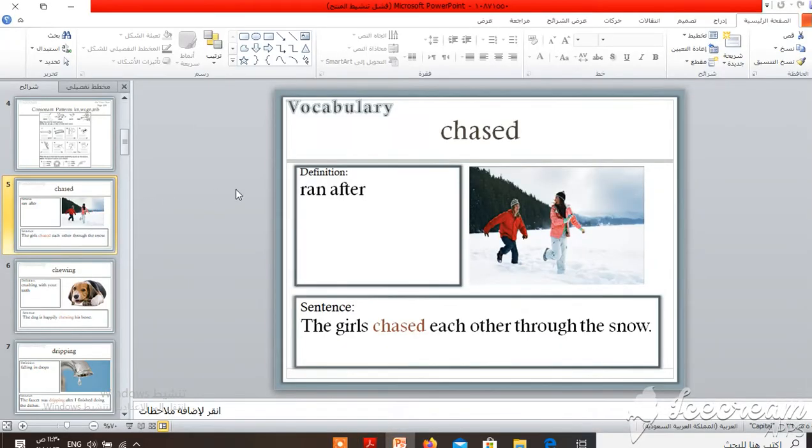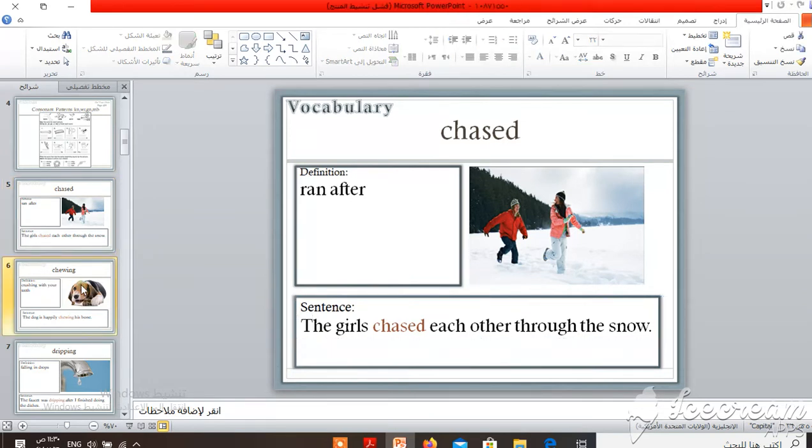For the first word, chased. What does chased mean? It means when you run after somebody. Sometimes, for example, you are running after your sister, after your dog, after somebody. To run after somebody, we call it chasing or chased. I was chased by my brother. Somebody chased me in the garden. So chased means somebody is running after you. Here is a sentence about it: The girls chased each other through the snow. This is the first one.